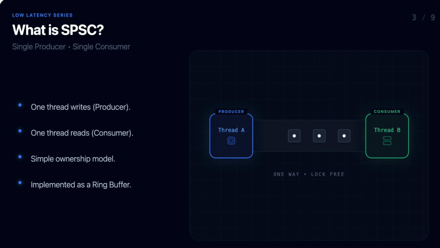Okay, now that we know why queues matter, let's start discussing SPSC. SPSC stands for Single Producer, Single Consumer Queue. It means exactly one thread produces the data and exactly one thread consumes it. No fan in, no fan out, just a direct handoff between those two threads. Most SPSC queues are implemented as ring buffers, a fixed size array where the producer advances a tail index and the consumer advances a head index. Conceptually simple, and that's the simplicity.